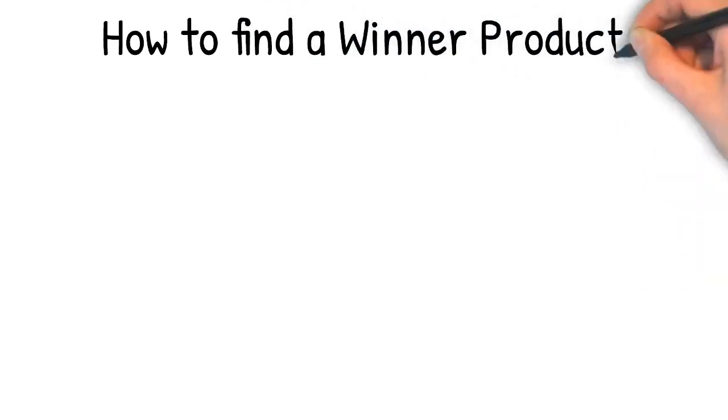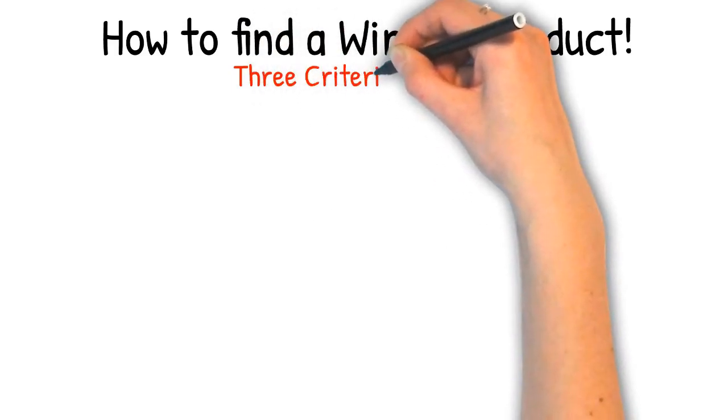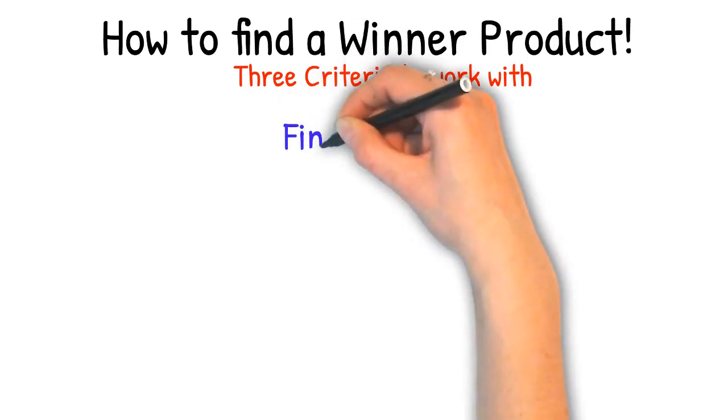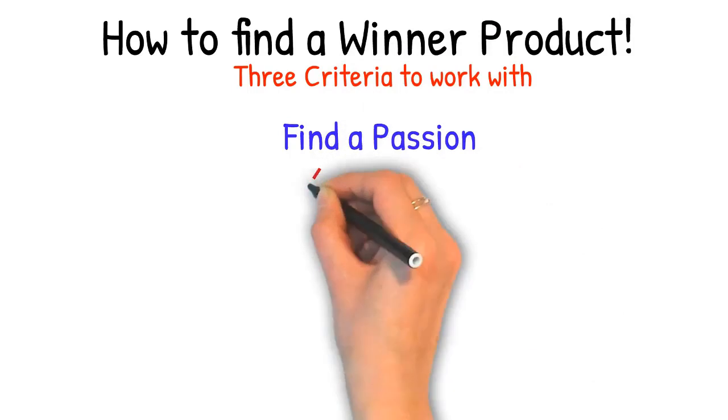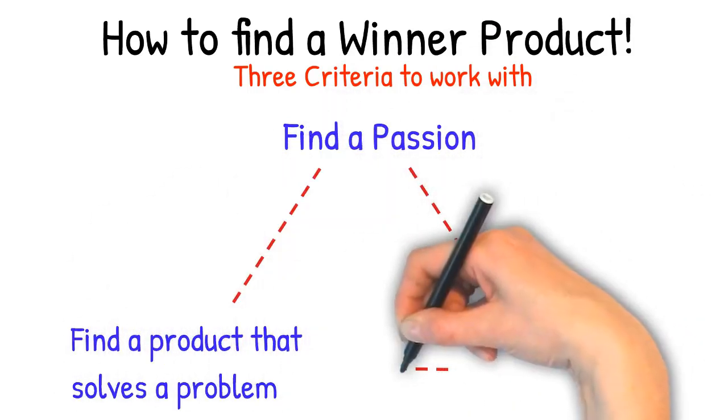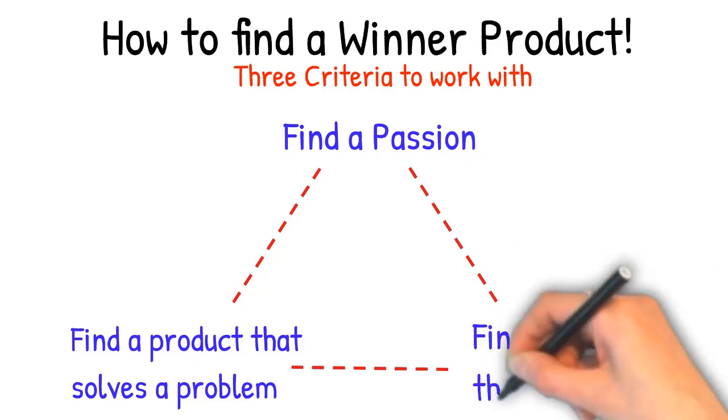Well, there are 3 criteria that you should be working with. Usually when you choose a product that fits these criteria, you have a good chance to find a winner product. They are some kind of foundation for your choice. These 3 criteria are: 1. Find a passion. 2. Find a product that solves a problem. 3. Find a product that works.